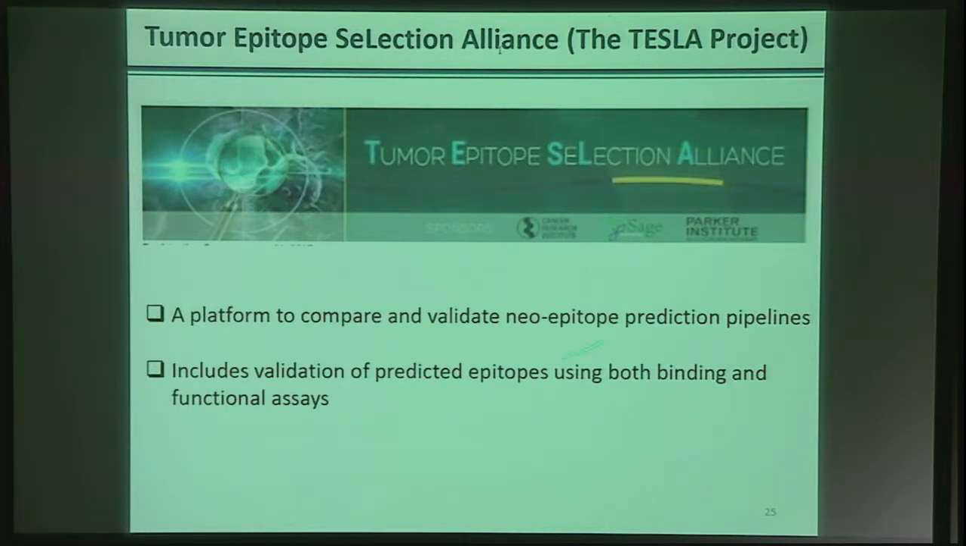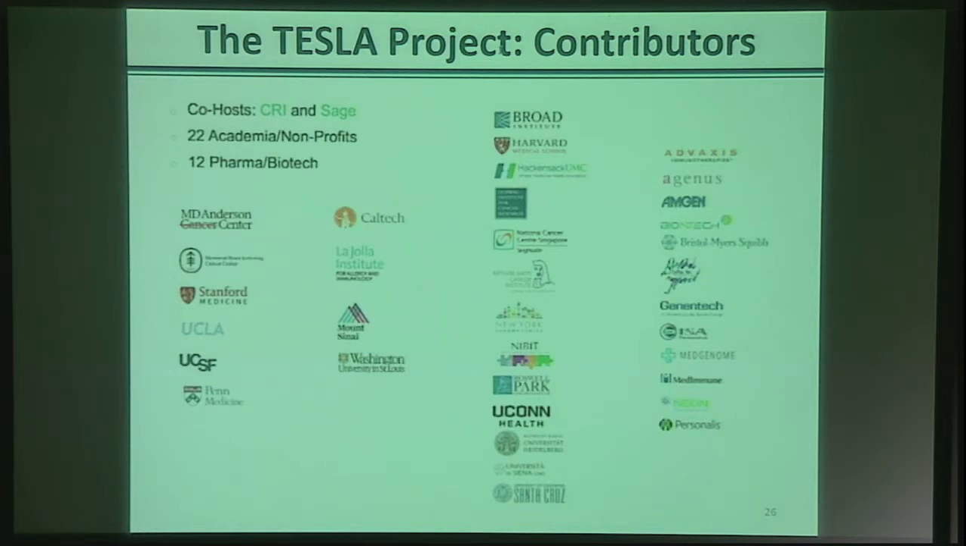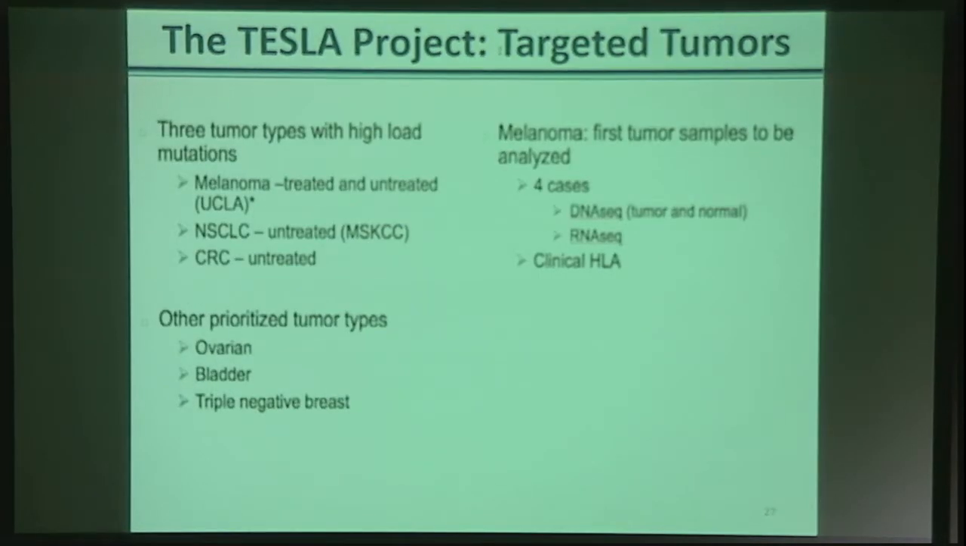So basically, the idea of the project is to create a platform to compare and validate new epitope prediction pipelines, especially focusing on validating the predicted epitopes by using both binding and functional assays. There are about 22 academic partners and 12 pharmaceutical partners that participate in this TESLA project.